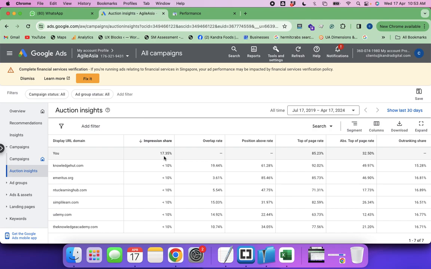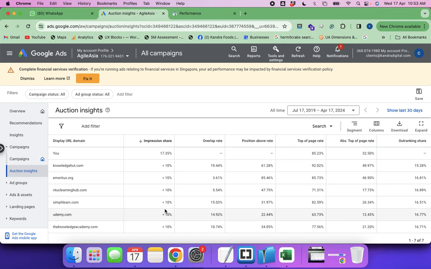Okay, keywords, different companies that you see here: Knowledge at Emeritus, NTU, NTUC Learning Hub, Simply Learn, Udemy, Knowledge Academy. All of them are taking less than 10% share. Because these companies are not aggressive in those countries, usually what you see is impression share being a better number like 15, 20, 30, but nobody has got a greater share here. The market itself is of low competition and nobody is really competing.